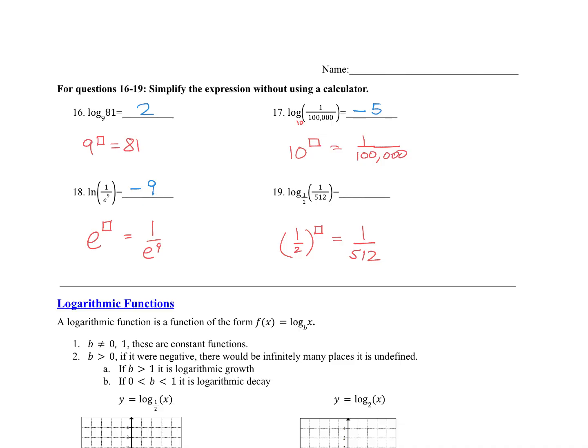So when you do this problem here, you might want to get your calculator out and do some multiplication with trial and error. If you keep multiplying this out by taking 2 times 2 times 2, it ends up being the 9th power. So 1/2 raised to the 9th gives you 1 over 512.